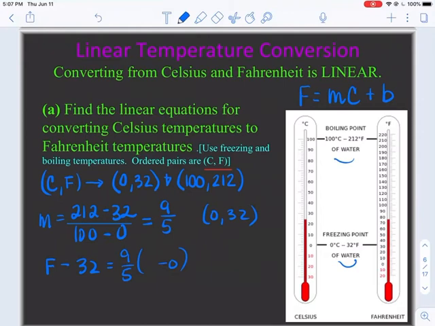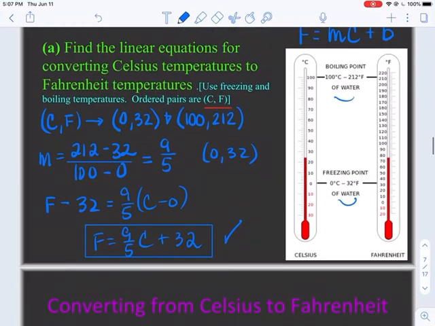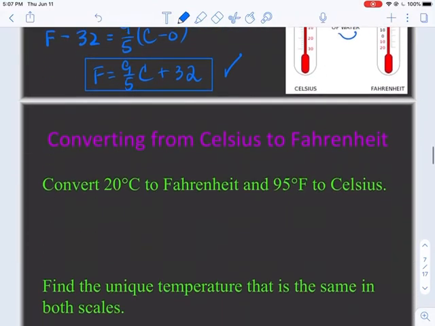So this would be c minus 0. So then our equation is, we can easily add 32 to both sides and get f is equal to, of course, 9/5 c plus 32. And there you go, there you have it. Okay, so there's our equation. So pause if you need to look at that and double check your work.